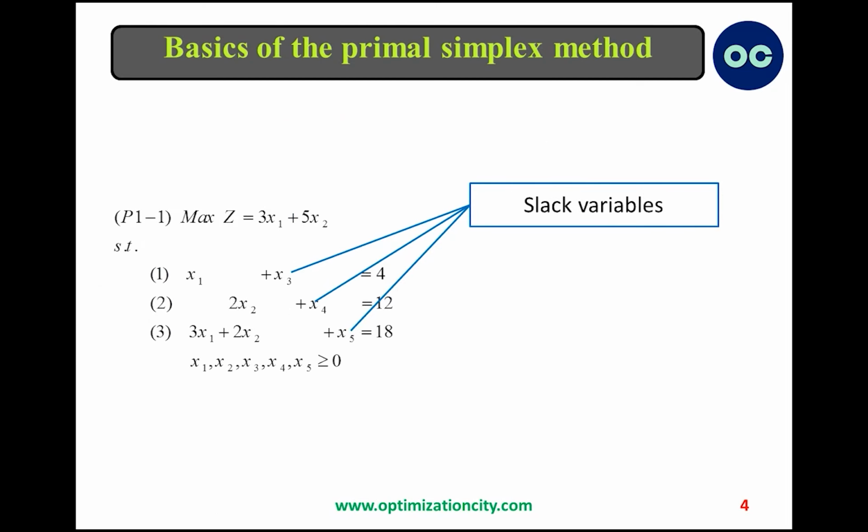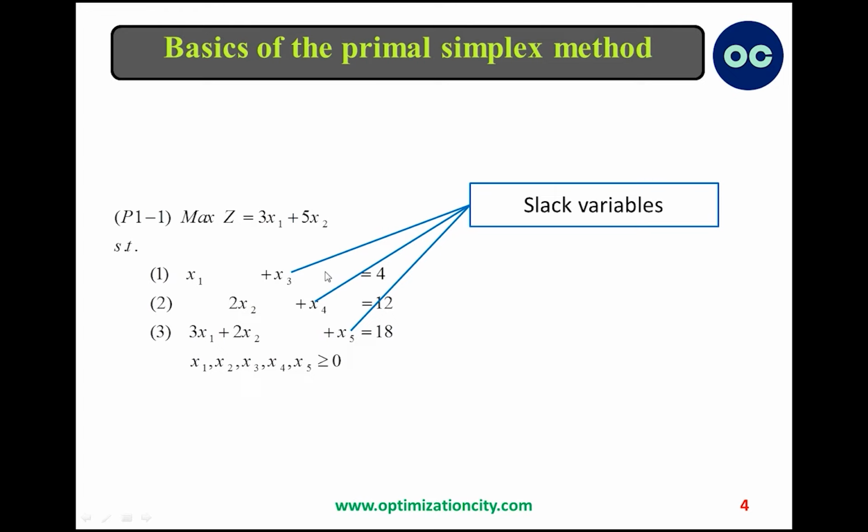We can define the slack variable x3 as the difference between the right-hand side and the left-hand side of constraint 1. This allows us to write constraint 1 as an equation that's equivalent to the original constraint as long as x3 is greater than or equal to 0. This gives us the following set of constraints. So we added three variables to convert the inequality constraints to equality constraints.